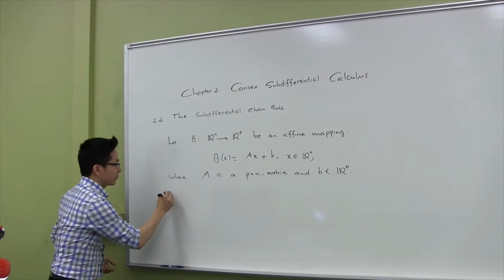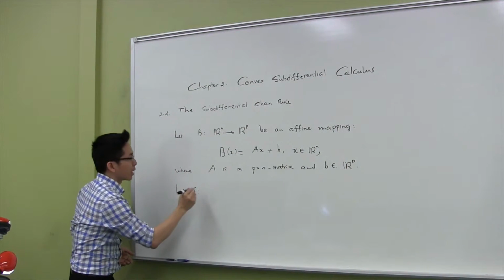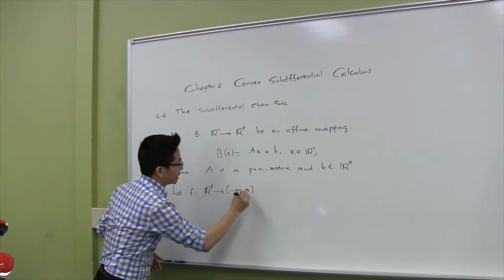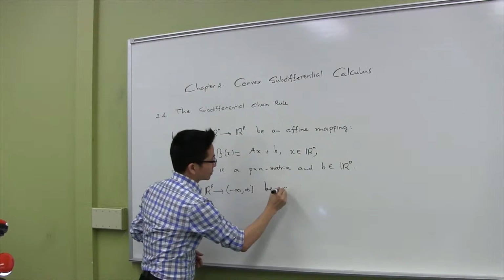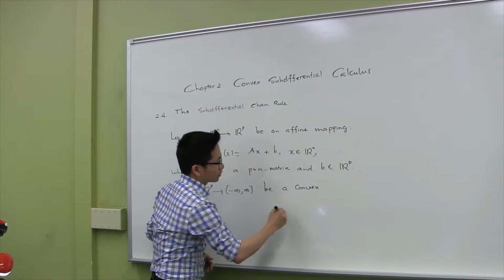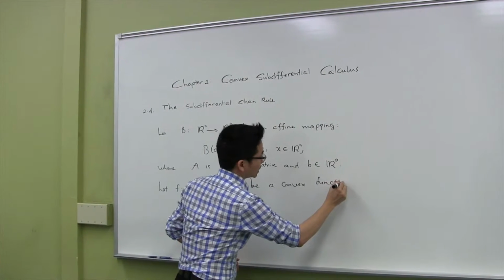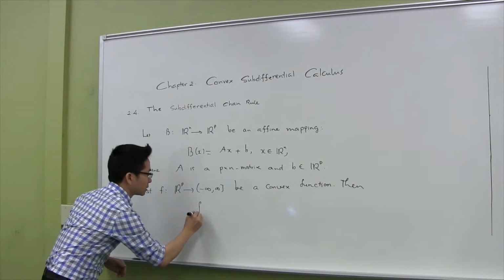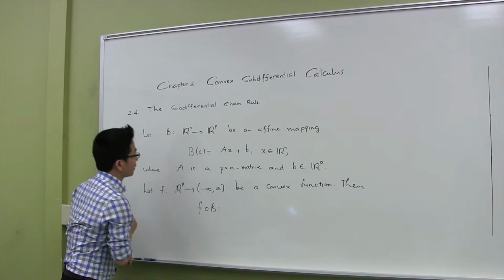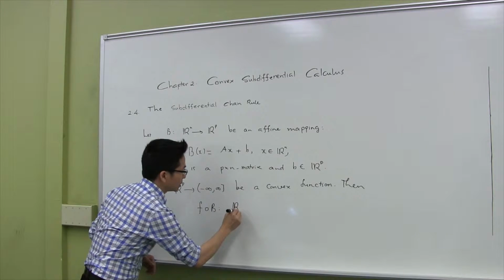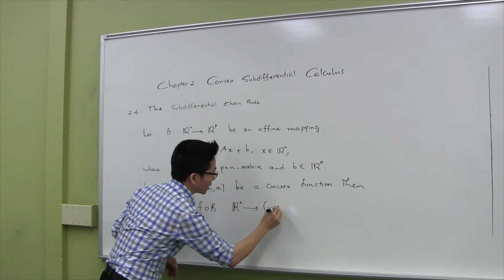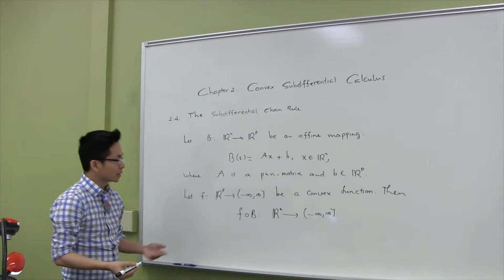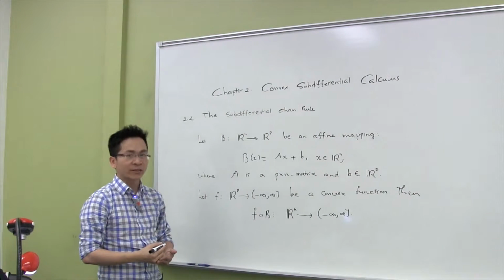Now let f from Rp to the extended real line be a convex function. Then the composition of f and B is a function from Rn to the extended real line. And as we know earlier, this composition is a convex function.